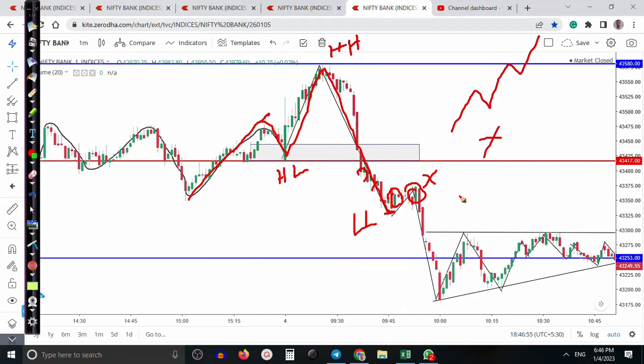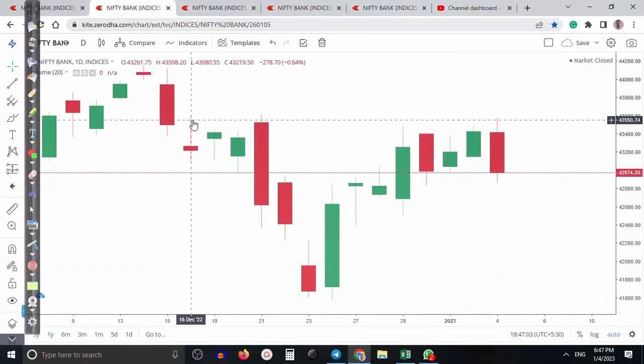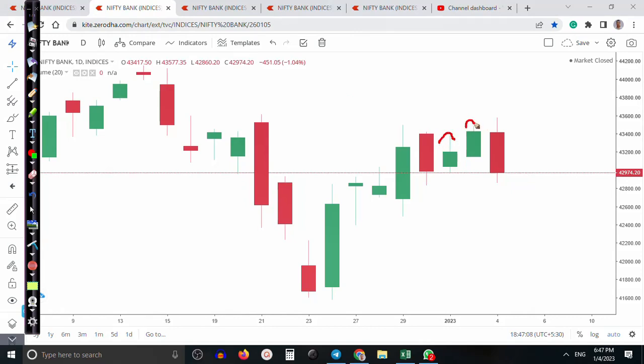Now the question is, can I go for short? No, we cannot go short. Why? Because if you now see the daily time frame, as I said yesterday, they're creating higher high, higher low, and higher low. That is why we are just focusing on the buy side. That is why we were focusing on the buy side. Let me explain one by one.